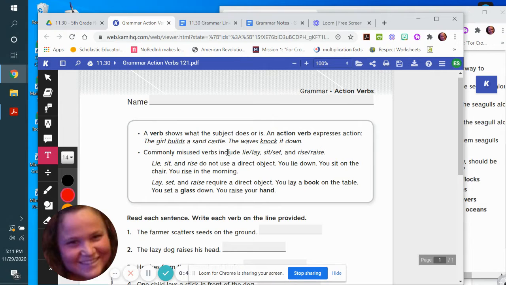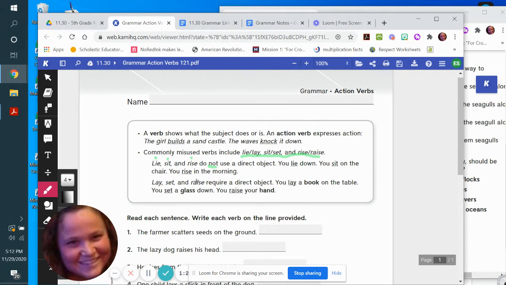Commonly misused verbs include lie, lay, sit, set, and rise and raise. So these are just different because they have to do with past tense versus present tense. So we just have to make sure that we're using them correctly as far as which tense we're in. So for example, lie, sit, and rise do not use a direct object. So lie, sit, rise: you lie down, you sit on the chair, you rise in the morning. So they do not use a direct object.